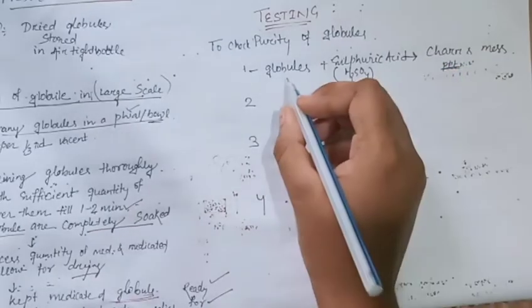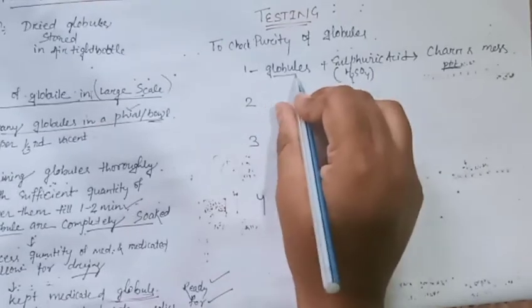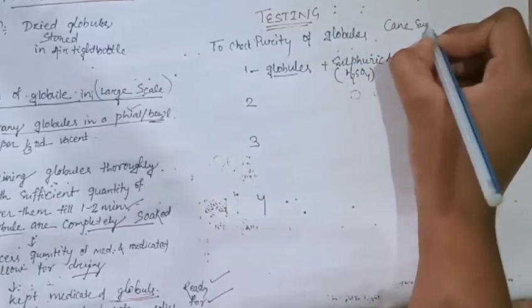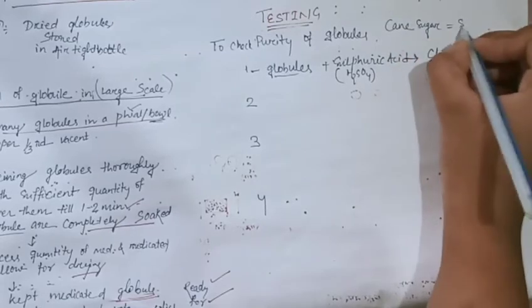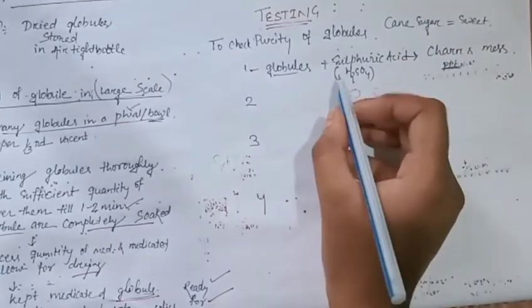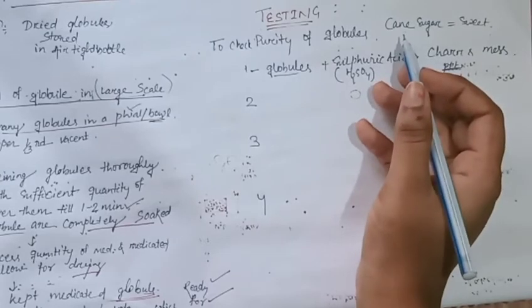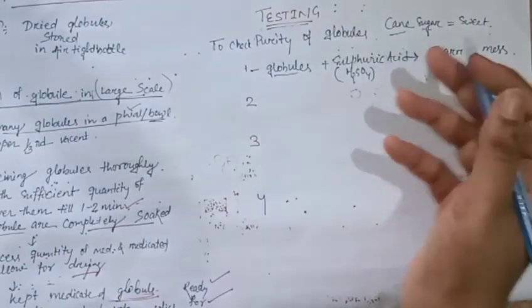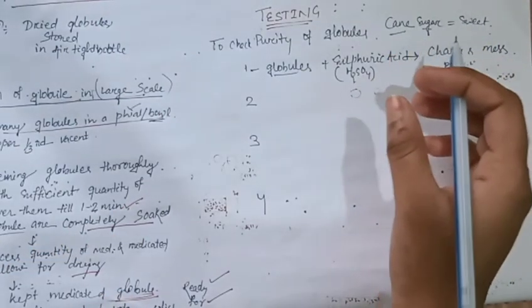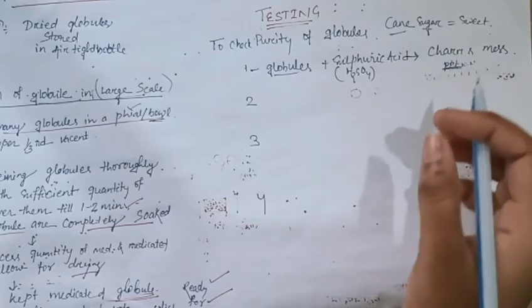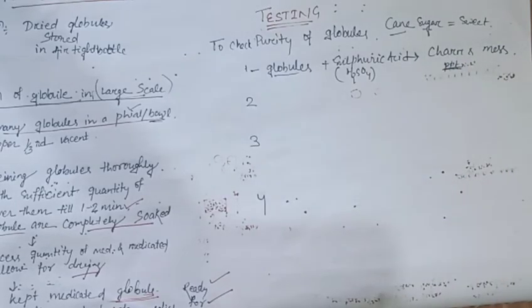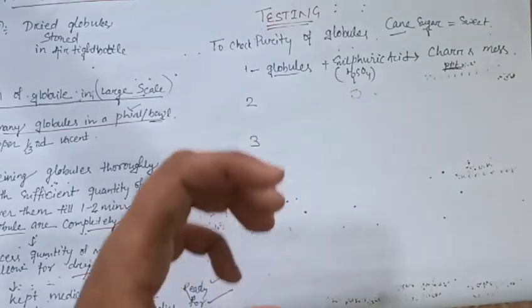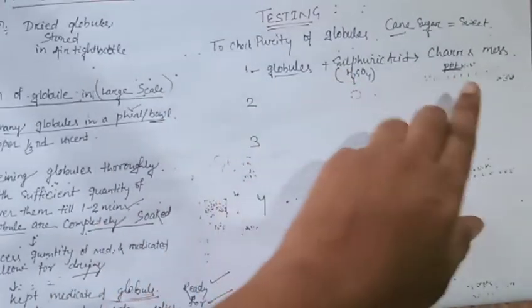And why do globules react with sulfuric acid? Because globules contain cane sugar, and since its source is cane sugar, it is sweet in nature. We know from our 12th standard knowledge that cane sugar is a non-reducing sugar. So when a non-reducing carbohydrate reacts with sulfuric acid, a chemical decomposition occurs, so that a charred mass is formed.